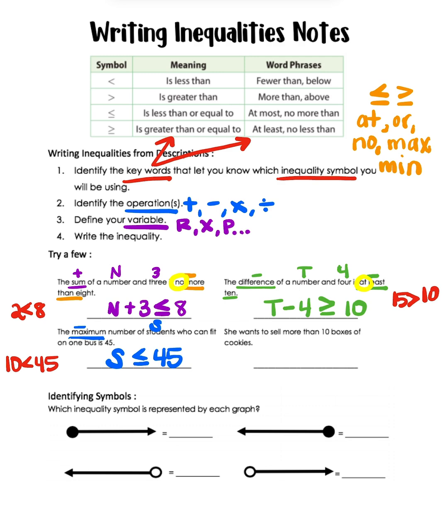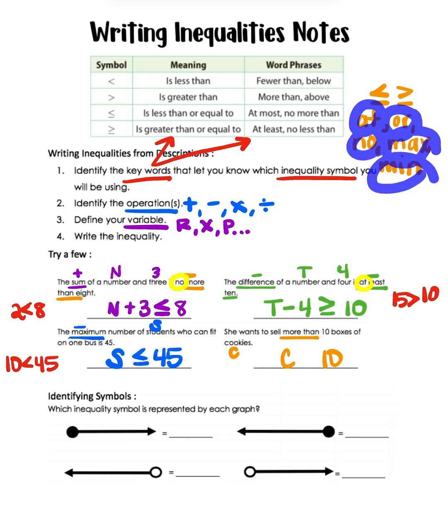All right, my last example here, it says she wants to sell more than 10 boxes of cookies. More than 10 boxes of cookies. So again, more than is our inequality word there. And I'm going to use C for cookies. So I have C and I have 10. All right, and I don't see any of my equality words like at or no, max or min. And so this is not going to have an equality line.